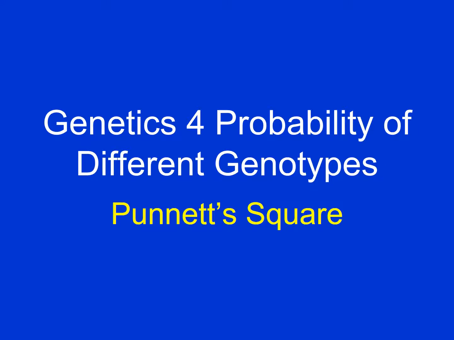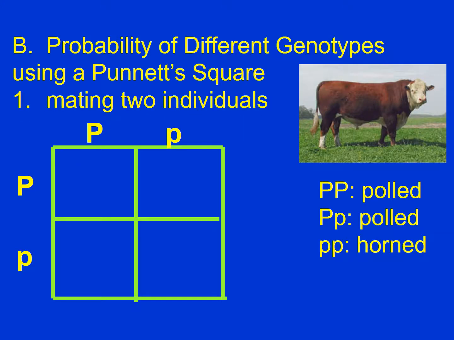Welcome to Genetics for Probability of Different Genotypes. We will be utilizing the Punnett Square and also the branching method as well. For illustration purposes, we're going to be utilizing the polled versus horned gene. The polled gene is dominant over the horned gene.